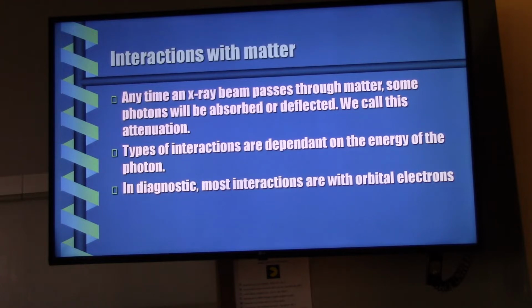Keep in mind, anytime X-ray beams pass through matter, some of those photons are going to get deflected or they're going to get absorbed. This is all bundled together. It's referred to as attenuation. Attenuation is just changes to the X-ray beam as it passes through any kind of matter. And it could be a tabletop or a person or a wall or whatever. We don't really care. But the types of interactions are dependent on the energy of the photon.